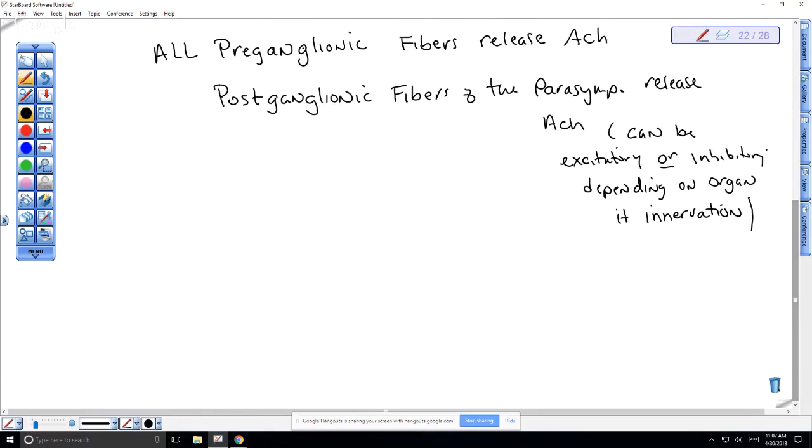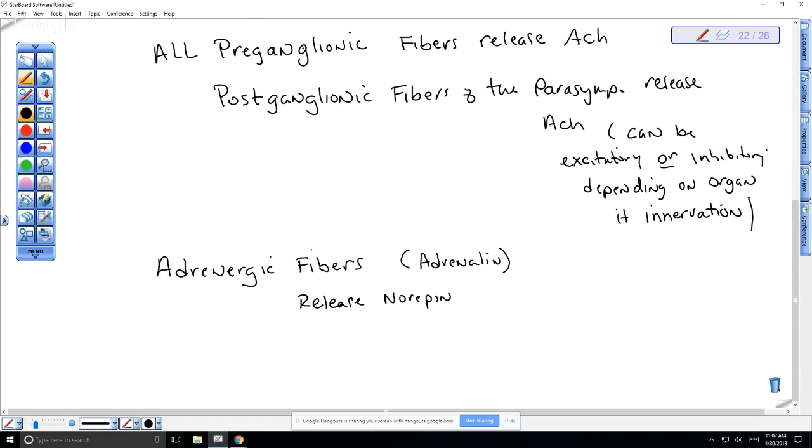The other type of fibers that we have are adrenergic. Okay, what do you think Adren is an abbreviation for? Adrenaline, excellent. So this means that they do not release acetylcholine. They're not cholinergic. They release norepinephrine. So they're adrenergic.